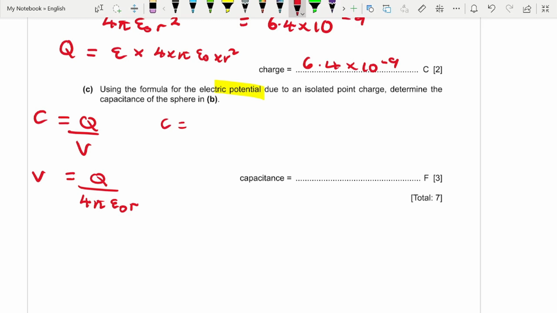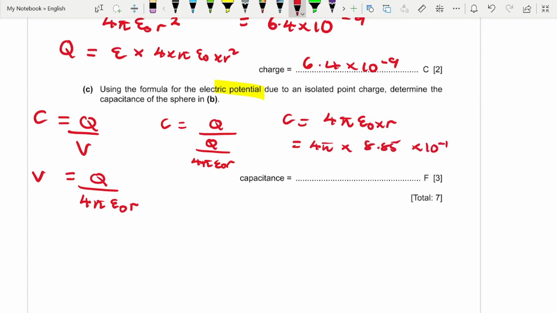Okay, so C is going to be equal to Q divided by Q over 4 pi epsilon multiplied by R. So our C is going to be equal to 4 pi epsilon multiplied by R. Remember, the Q's cancelled out. So you're left with this formula: 4 pi, our epsilon is 8.85 multiplied by 10 to the power of negative 12, our radius is 0.021. Punch that all in your calculator.